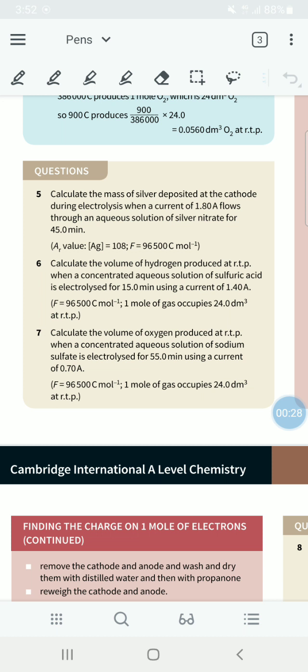So first of all, we have to find the charge and then write the balanced ionic equation, the half ionic equation of silver deposition. So let's find out how much charge is generated here. So the equation is Q equals IT.